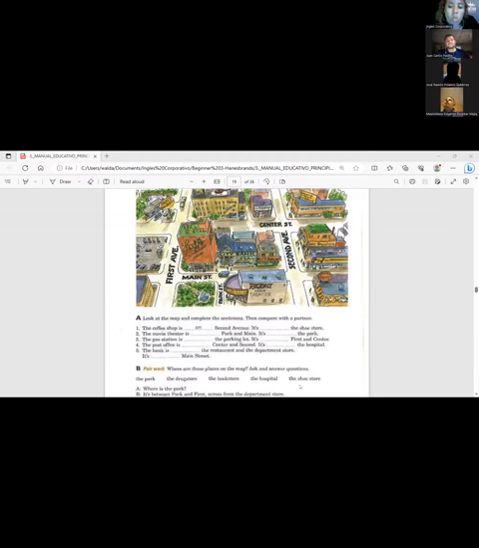What can you tell me about the shoe store? It's on the corner of Main Street and Second Avenue, next to the coffee shop, across from the supermarket, and across from the movie theater. Excellent. So it's on the corner of Second Avenue and Main Street. It's across from the movie theater and the supermarket, and it's next to the coffee shop. Good. Bravo. You got it.